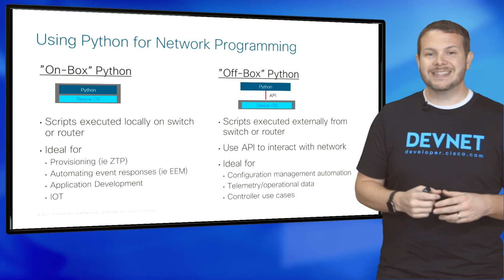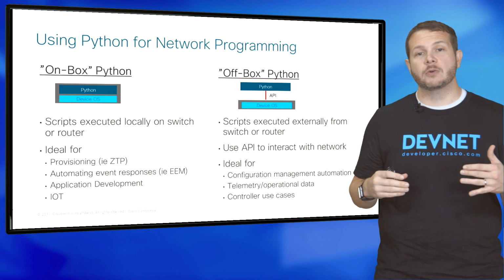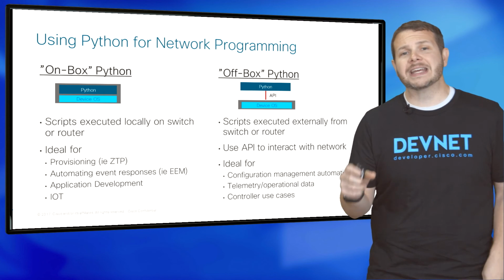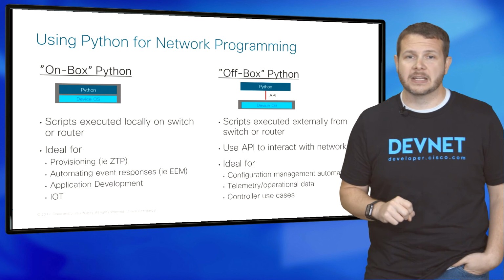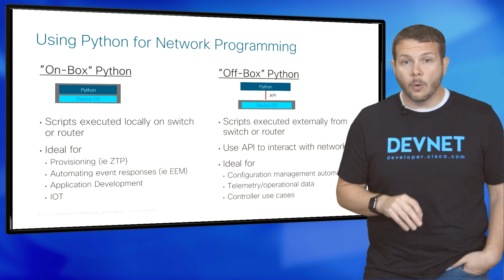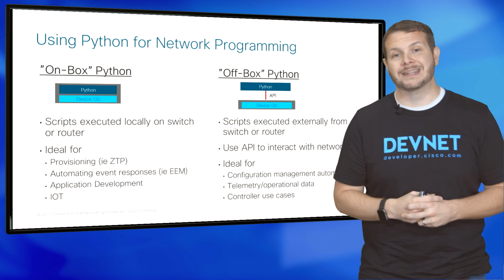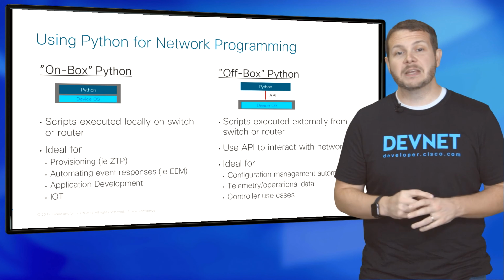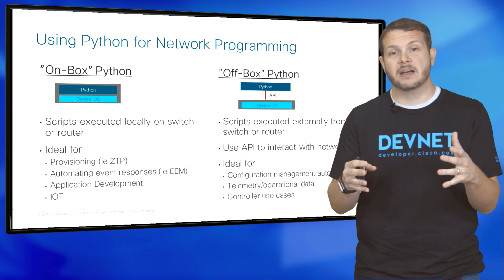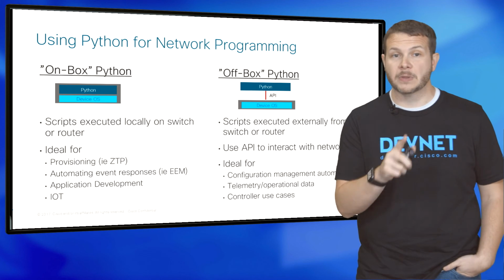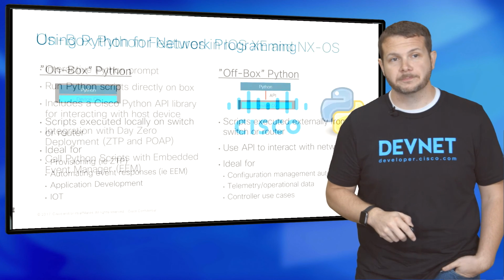These are ideal use cases when you're trying to do robust configuration management across an entire network, or trying to gather and process operational data and telemetry information. Or for centralized network controllers, we can also use off-box Python to interact with the devices. In both cases, we're still using Python. It's the exact same programming language, the exact same skill sets, in both on-box and off-box.